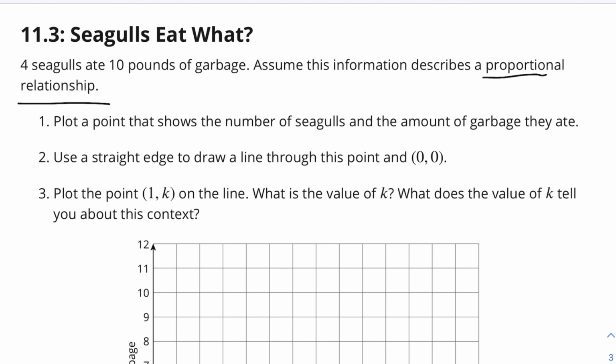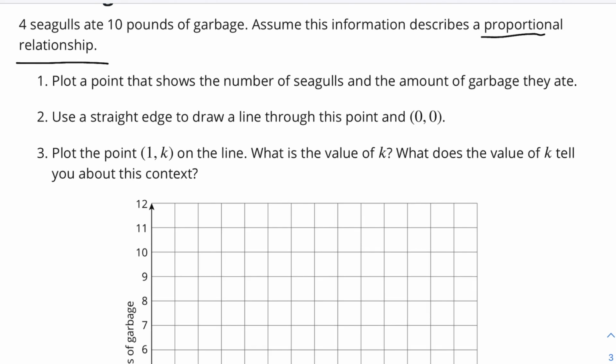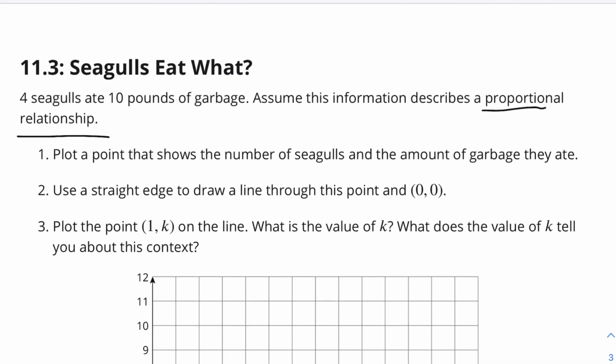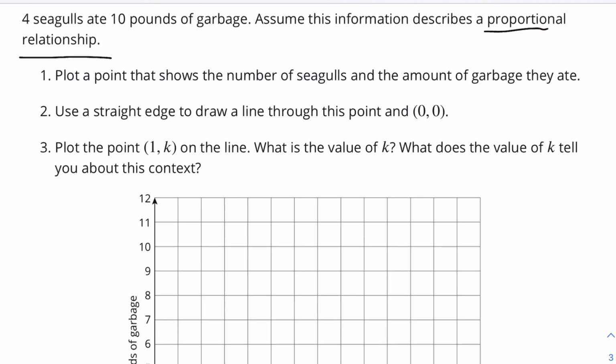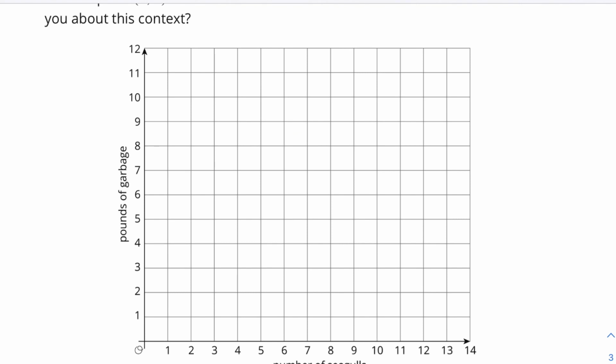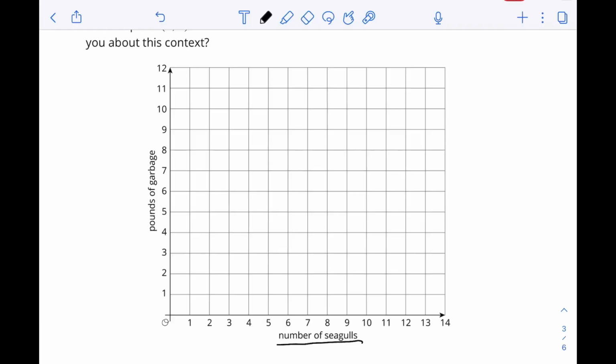And we're doing that because it's describing a proportional relationship. Then it says, plot the point 1, k on the line. What is the value of k, and what does the value of k tell you about this context? So we know 4 seagulls ate 10 pounds. On our graph, we've got the number of seagulls on our x-axis and the pounds of garbage on the y. And we know that 4 seagulls ate 10 pounds of garbage.